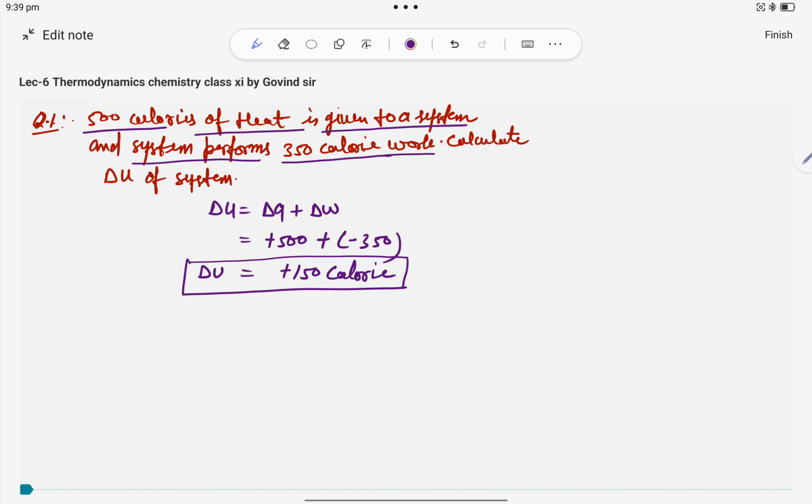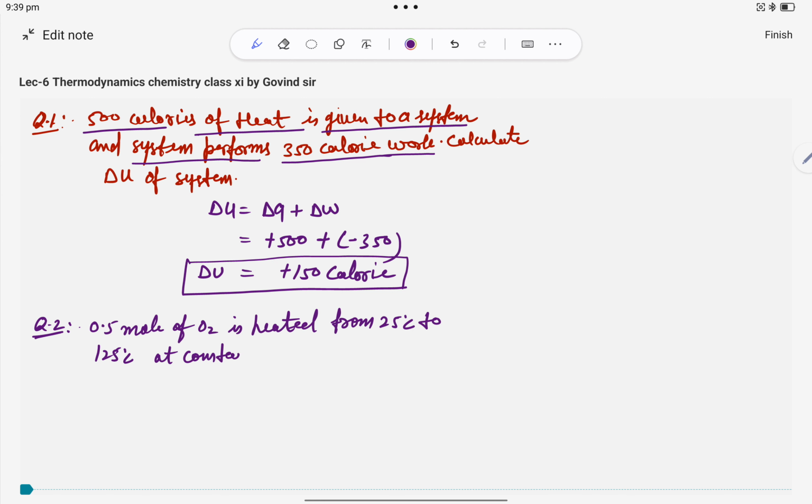Next question. Question number 2. 0.5 mole of O2 is heated from 25 degrees Celsius to 125 degrees Celsius at constant pressure. Calculate Q, calculate delta U, calculate W. All these values we have to calculate.